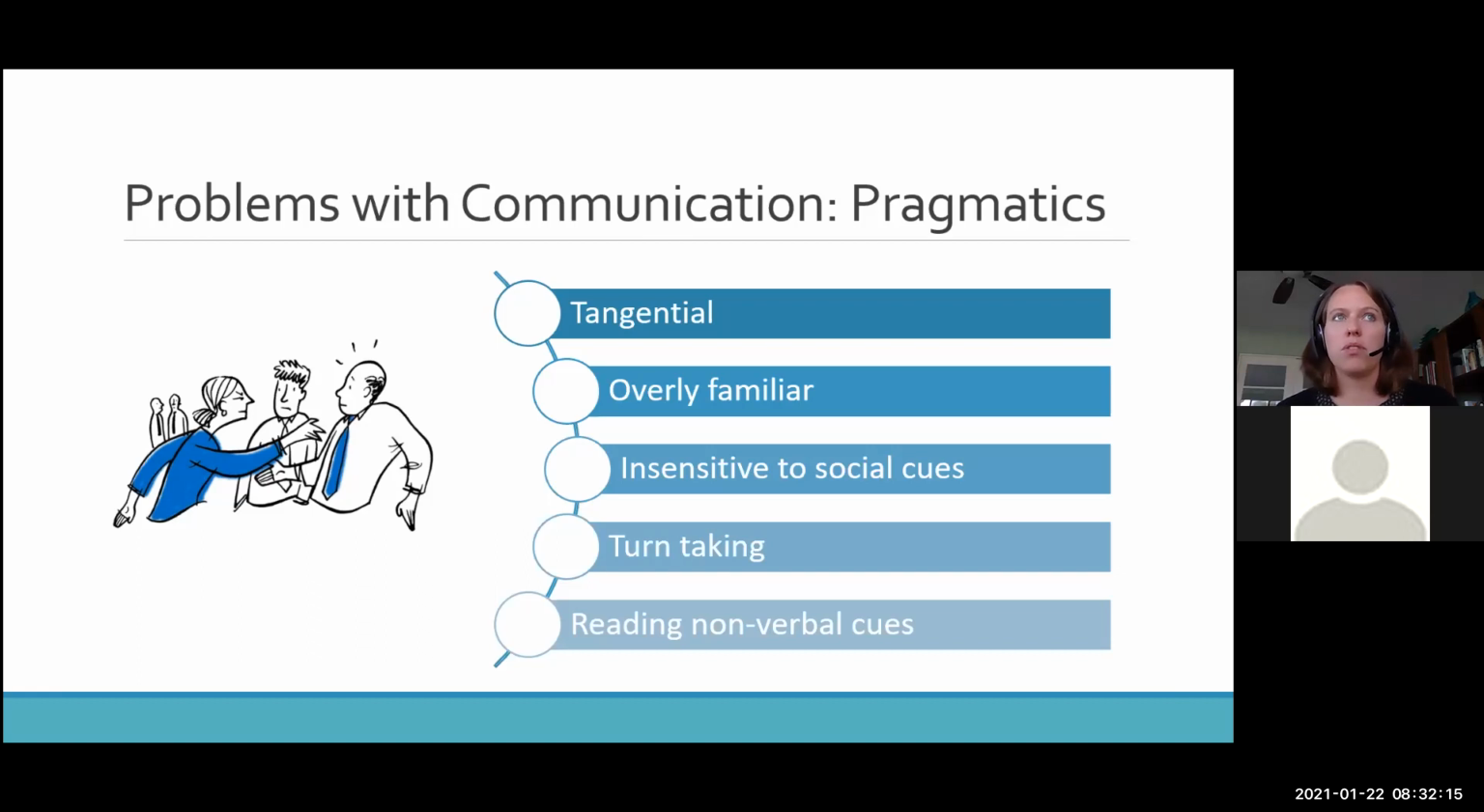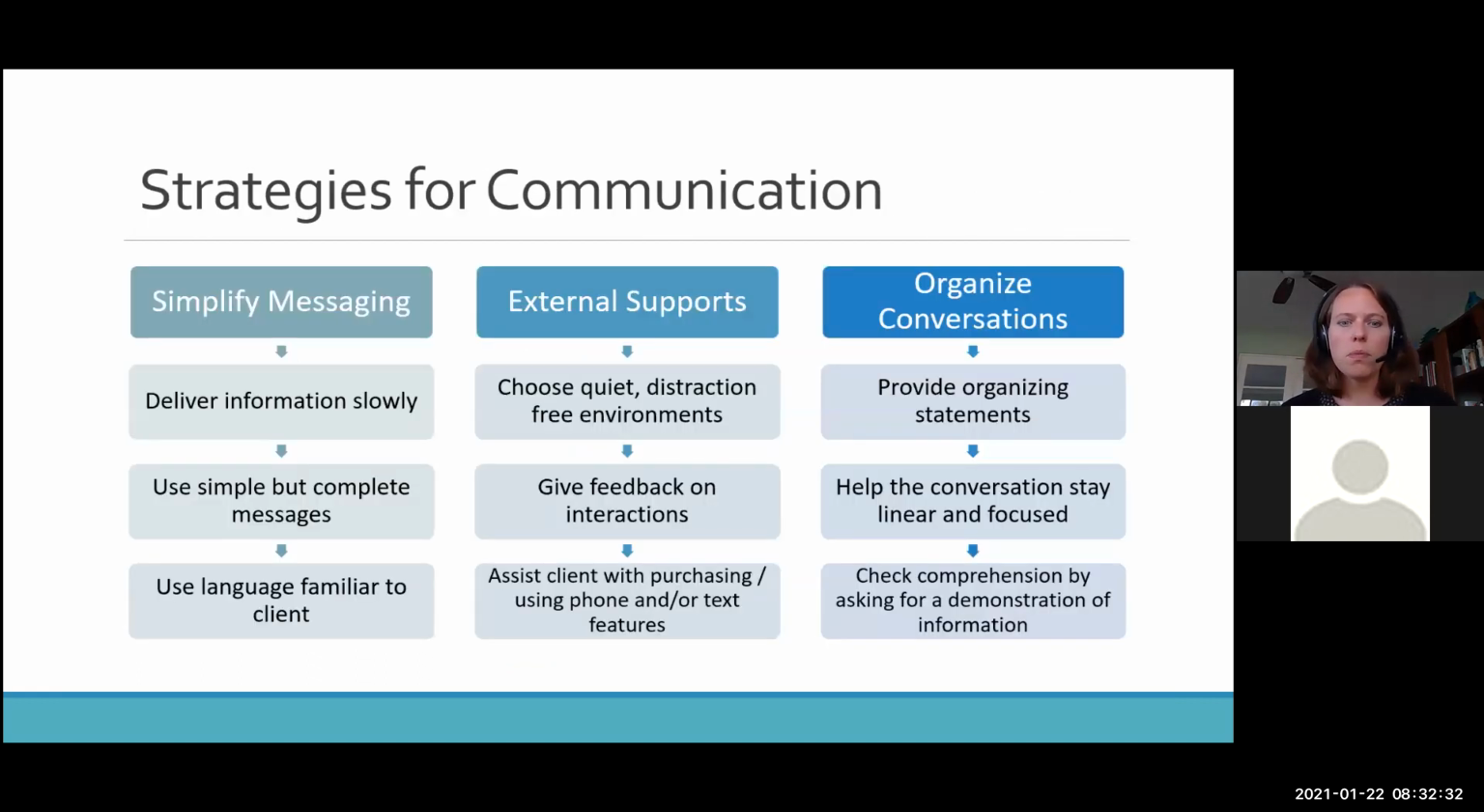These folks are probably those who've had a hard time, especially as COVID-19 started, with social distancing and changing norms, and our basic social cues. Not being able to see if someone's smiling or frowning is going to make it even more difficult reading nonverbal cues. So what do we do about it if someone has difficulty with communication?